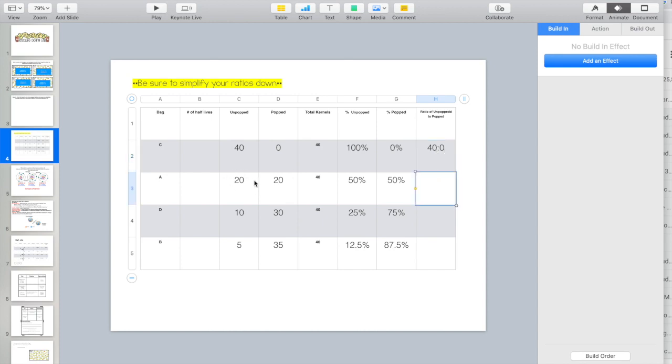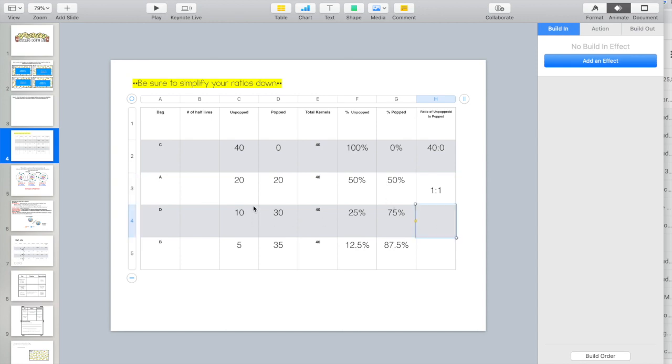Moving on to the next one, we have 20 unpopped and 20 popped. So our ratio becomes 20 to 20. Now you can simplify that down by taking a 10 out of each, which would leave you with 1 to 1. So then you can take away the 20 to 20.